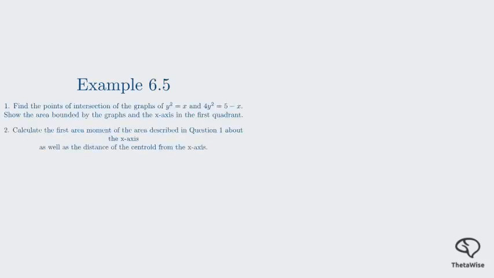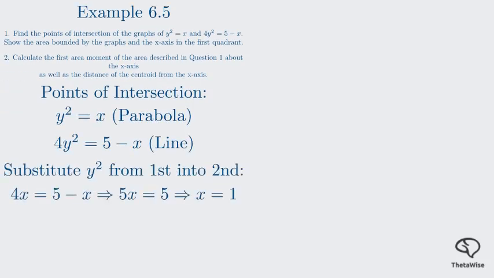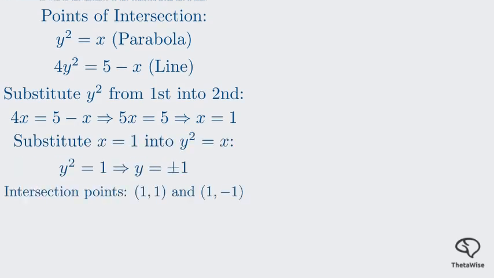Our next example introduces using a horizontal strip, and it focuses on calculating the first area moment about the x-axis. First, let's find the intersection points. We can use substitution. From the first equation, we know y squared equals x. Substitute this into the second equation to get 4x equals 5 minus x. This gives 5x equals 5, so x equals 1. Now plug x equals 1 back into y squared equals x to find y squared equals 1, so y equals plus or minus 1. The intersection points are (1, 1) and (1, -1).